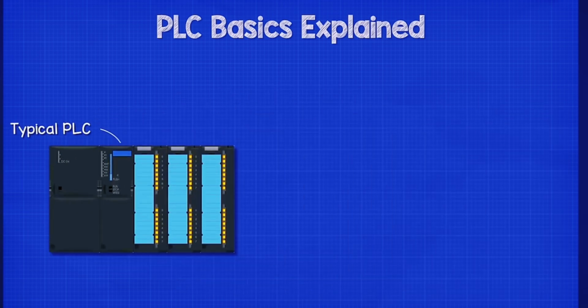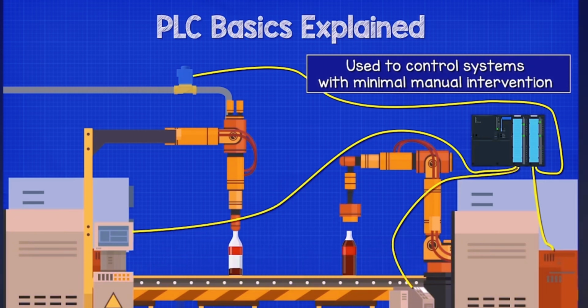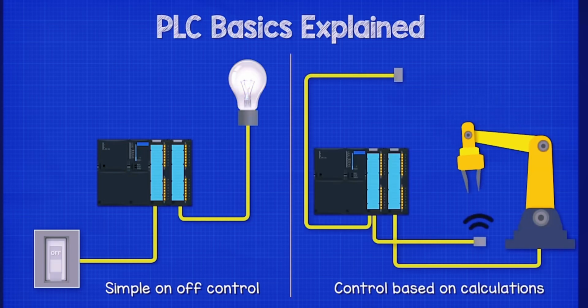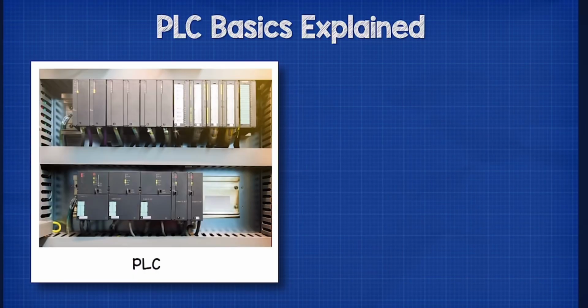Typically, PLCs look something like this. A programmable logic controller is basically a small computer that can carry out pre-programmed outputs based on inputs and a set of specific rules. They are used in commercial industrial applications to control systems with minimal and sometimes even zero manual intervention. The operation can be a simple on and off control based on the status of an input, or a more sophisticated response based on calculations, sequence, and logic.